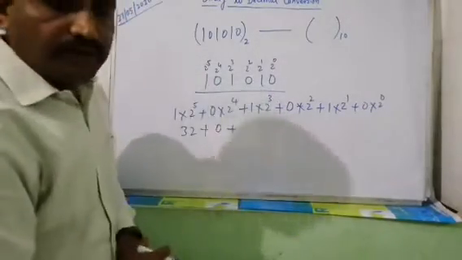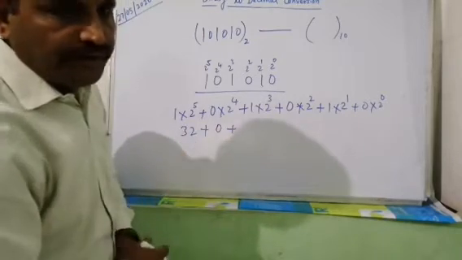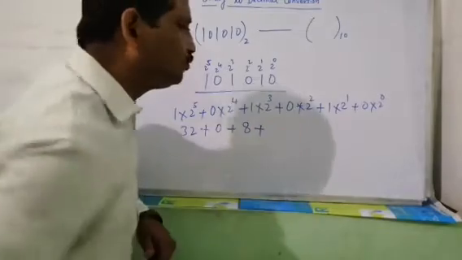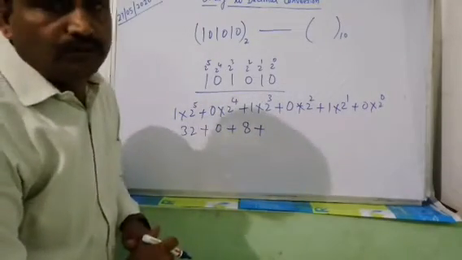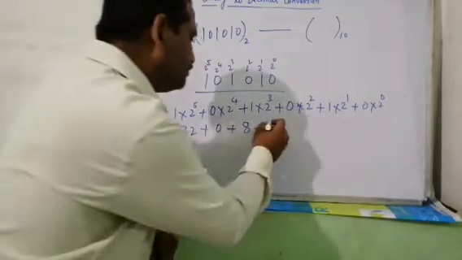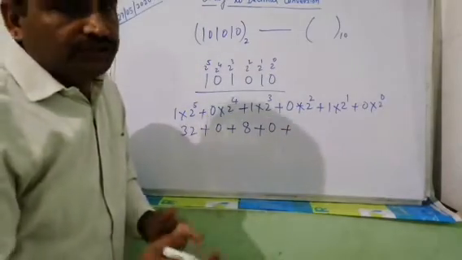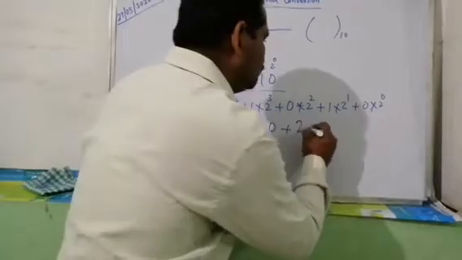1 into 2 to the power 3. So 2 to the power 3 is 8. 8 into 1, 8. 0 into 2 to the power 2. 2 to the power 2 is 4. 4 into 0, 0. 1 into 2 to the power 1. This is 2. 2 into 1, 2.